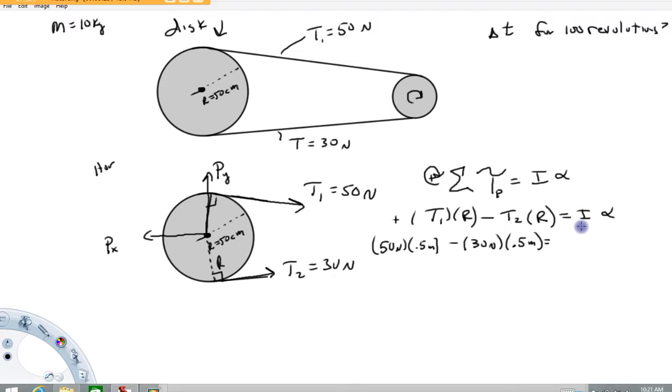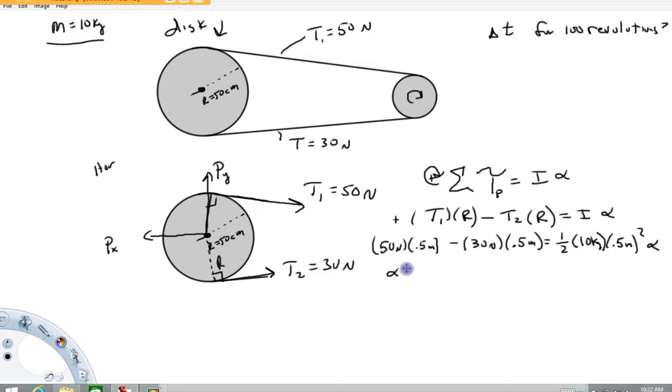Right now, let's think about this moment of inertia. This is a disc-shaped geometry, so its moment of inertia is 1/2 its mass, 10 kilograms, I made that up, times its radius squared. That's going to be times 0.5 meters squared. So there's our moment of inertia of the disk, and then times alpha, the angular acceleration. All right, so there's our Newton's second law equation applied to this mass.